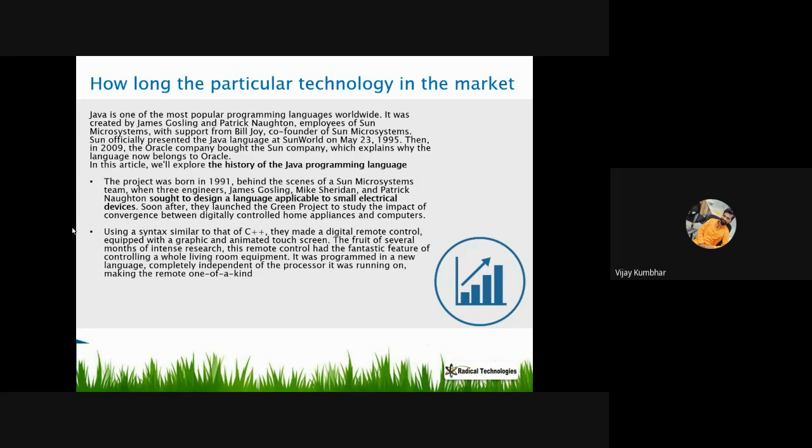So this is about the history of how Java came into the market and some of the pointers that we need to take care of. Java is the most popular language worldwide. It was created by James Gosling and Patrick Norton, employees of Sun Microsystems, with the support of Bill Joy, co-founder of Sun Microsystems. Sun officially presented the Java language at SunWorld in 1995, on May 23, 1995. And after 2009, it was taken over by Oracle. So currently all the licenses and ownership belong to Oracle as a company.